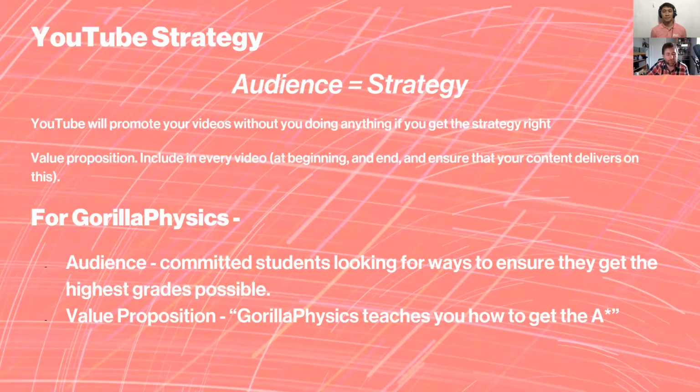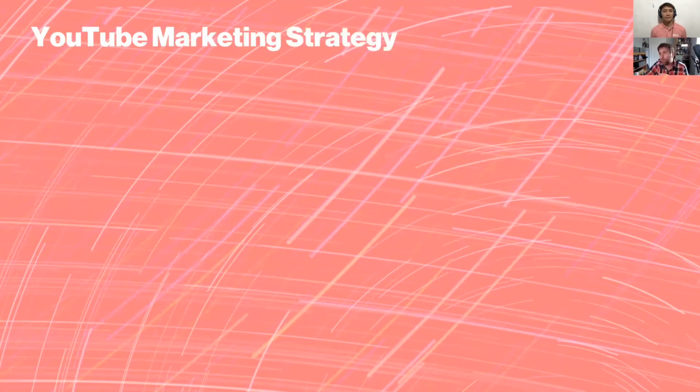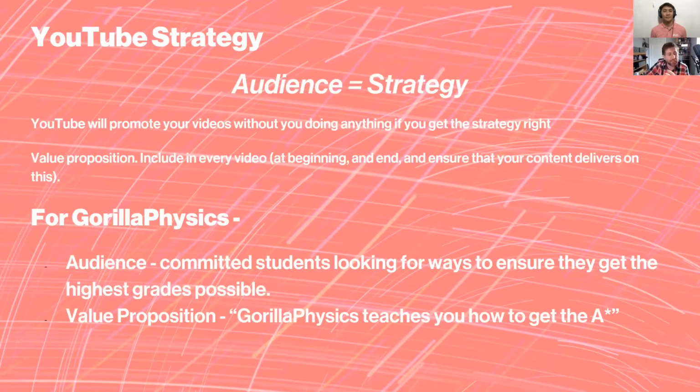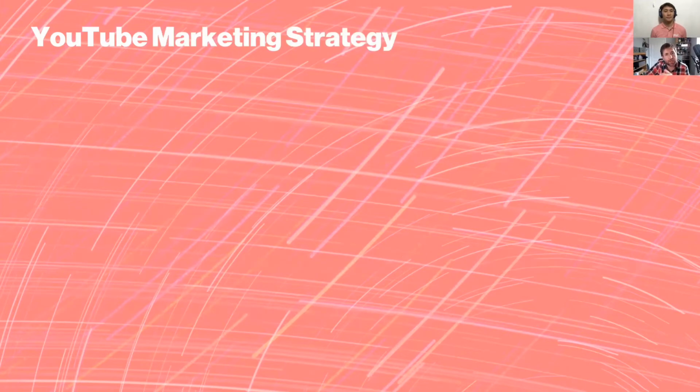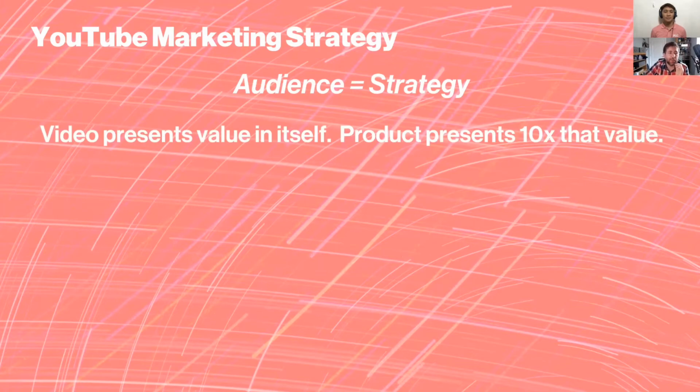Now, I want to just briefly talk about how that changes slightly when you're looking at a marketing strategy on YouTube. So those of you that are interested in business, interested in promoting products online, this is a slightly different angle on that. The audience still dictates the strategy. Remember that, that's the most key thing. The audience is the same thing as the strategy. Remember this, you must have value in the actual videos. The video has to present some value itself. And then the product that you're selling presents 10 times that value.